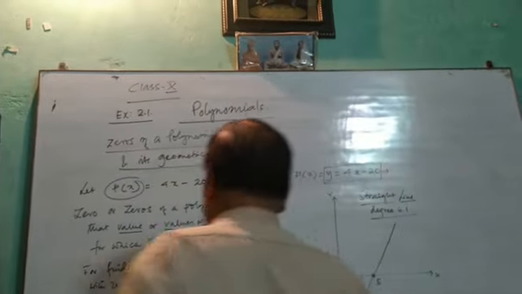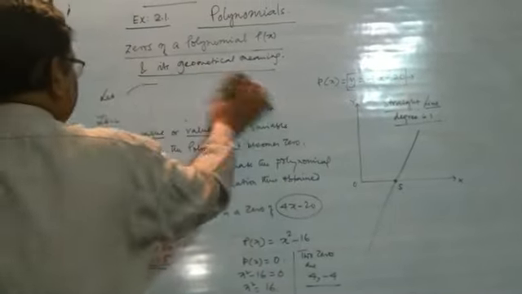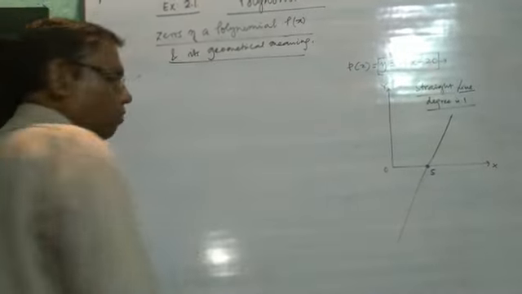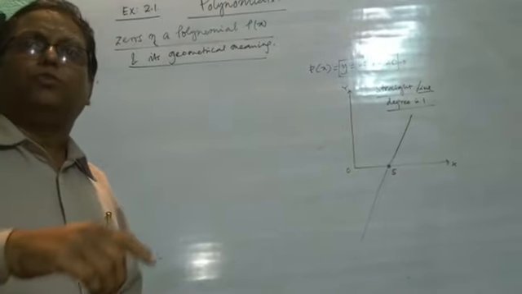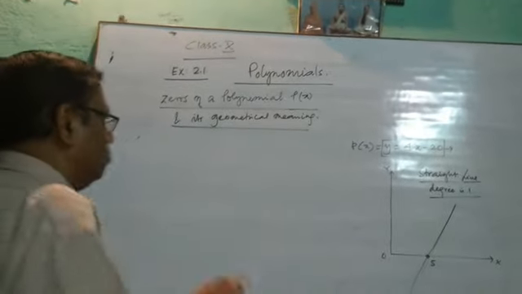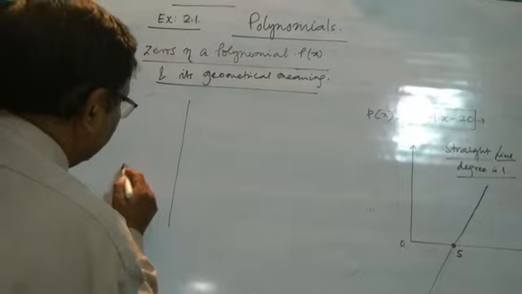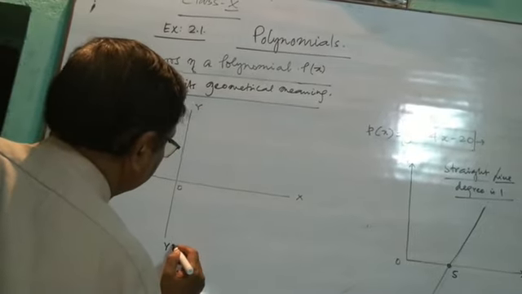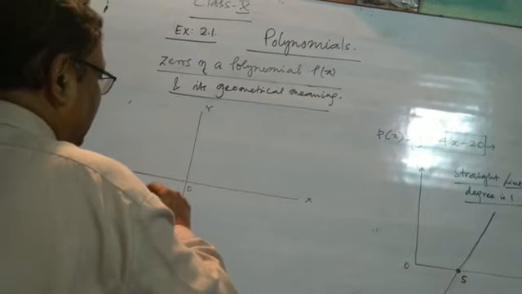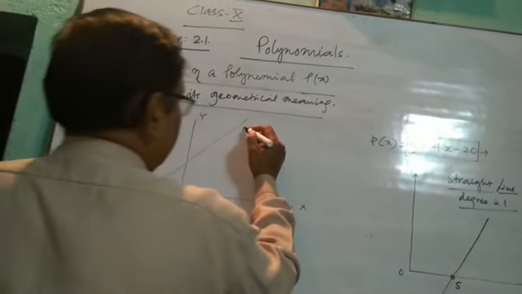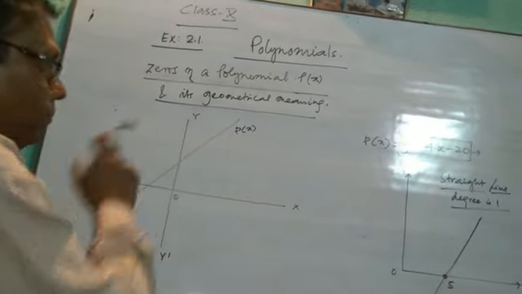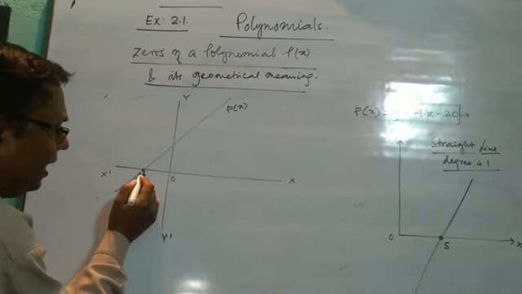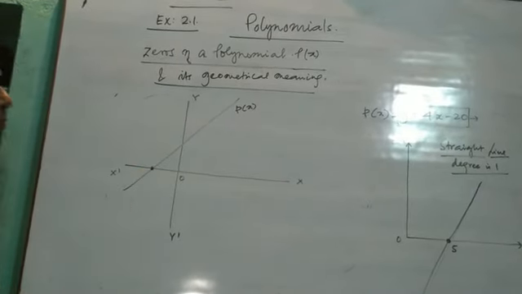Suppose I am giving you another example, and after that 2.1 can be completed very easily. The geometrical interpretation says that if the polynomial is plotted on the graph, then the number of points where it intersects the x-axis is the number of zeros. What I mean to say is, suppose this is X'OX, YOY'. Now suppose this is a line. This is a linear polynomial P(x). Now in how many points is this polynomial intersecting the x-axis? Definitely at a single point.